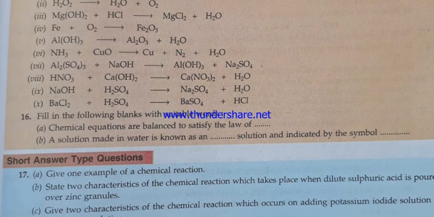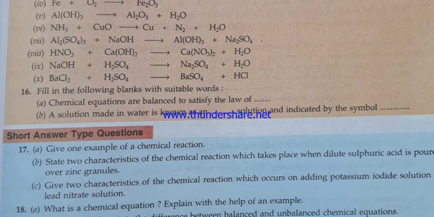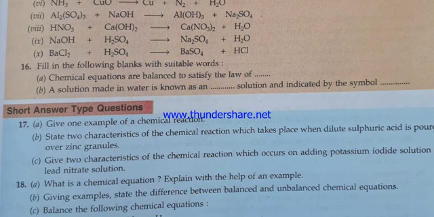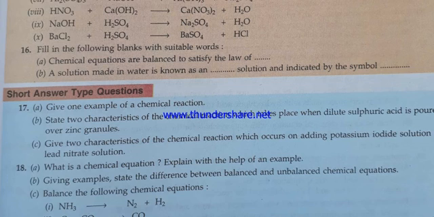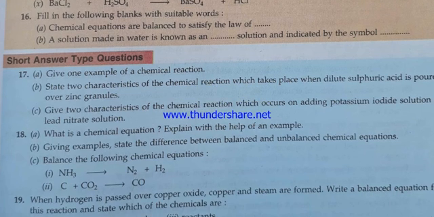Give an example of a chemical equation, that is any equation you can write. C plus O2 will form CO2. State the characteristics of the chemical reaction when HCl is poured on zinc granules, that is the evolution of gas. Give two characteristics of the chemical reaction on adding potassium iodide to lead nitrate, that is change in color and formation of precipitate. What is a chemical equation? The short representation of a reaction using symbols and formulae.